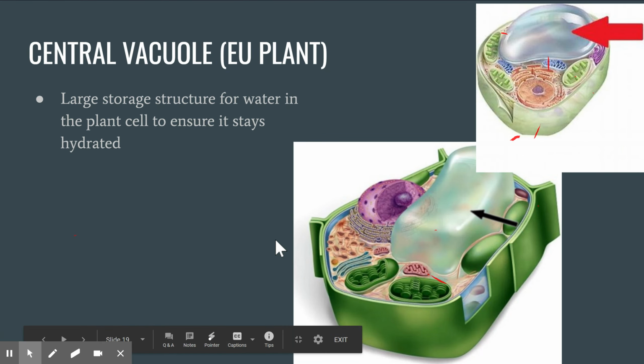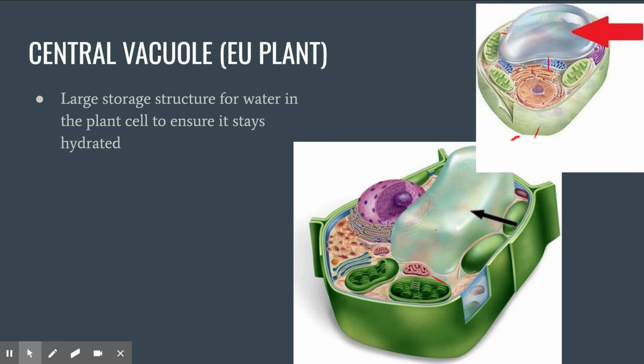The second organelle that's found only in plant cells is the central vacuole. The central vacuole is shown by these two arrows on these diagrams. You can see just how massive it is. The central vacuole is a large storage center for water in the plant cell to keep the plant cell hydrated.